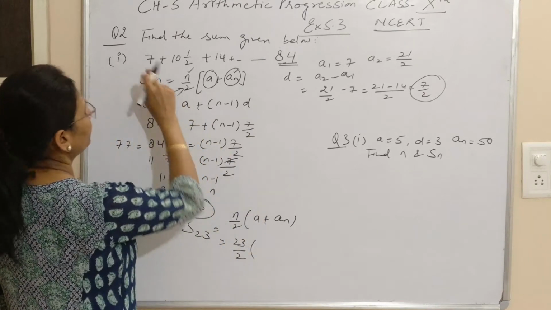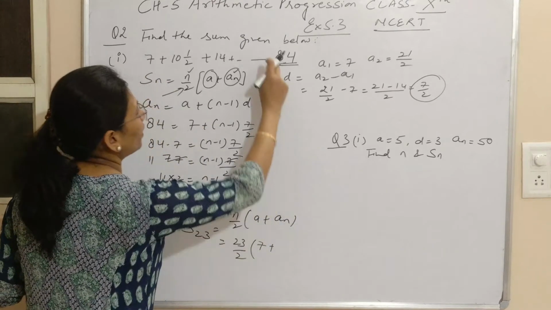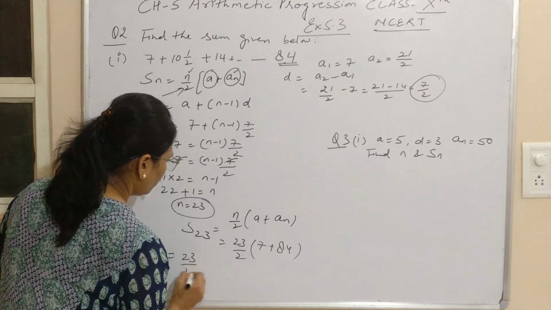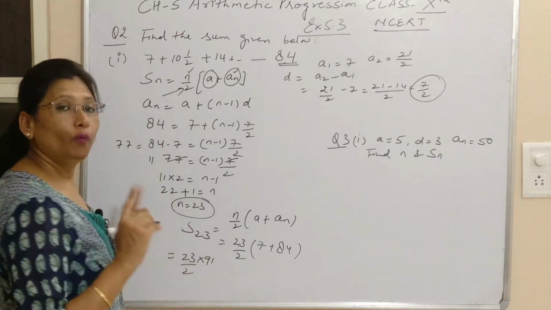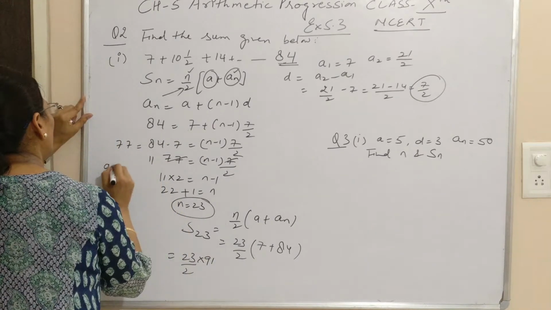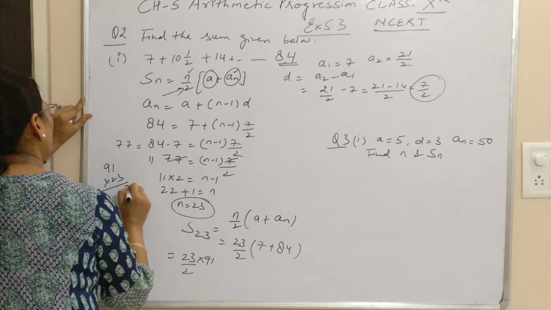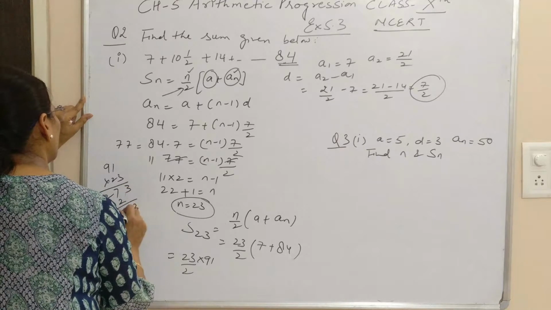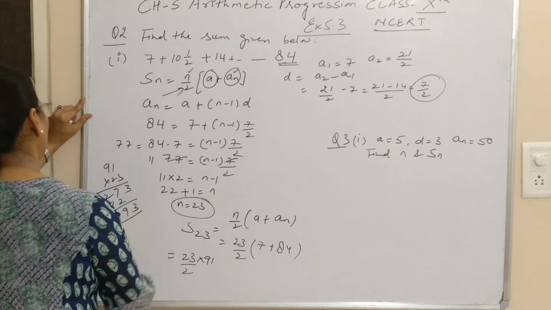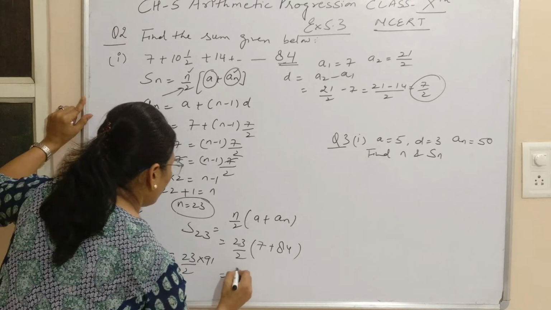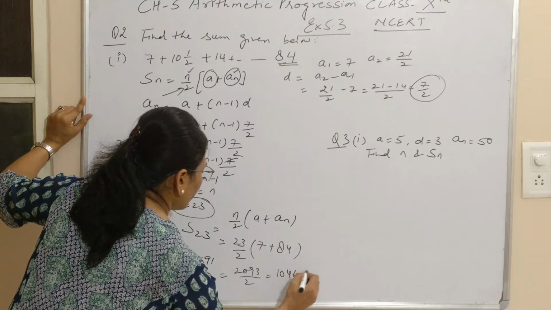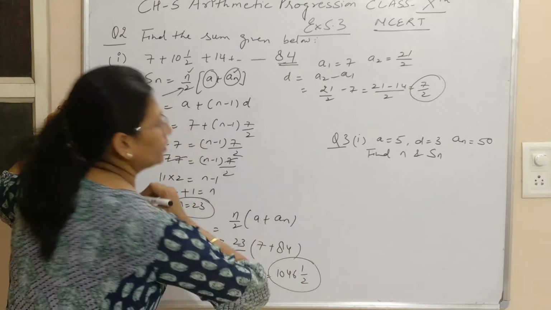What is the first term? First term is 7. And what is the last term? This is 84. So here this becomes 23 by 2 into 91. We'll multiply 91 into 23. So here this is 273, and this gives you 2093 upon 2. We can write it in the form of a mixed fraction, and this is your answer.